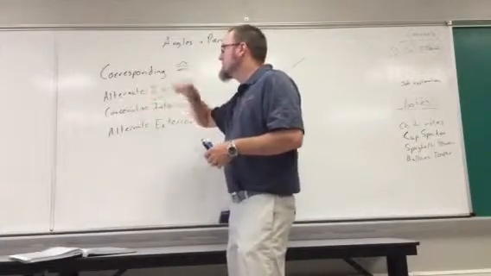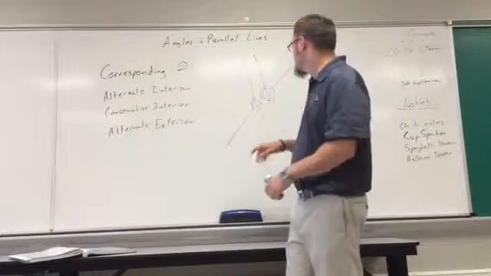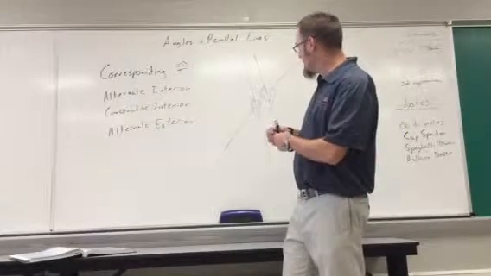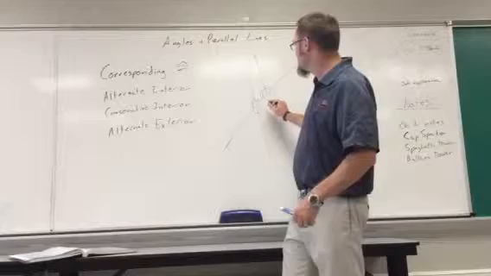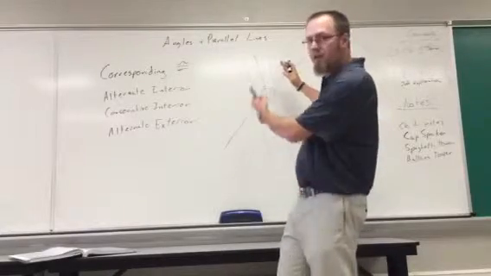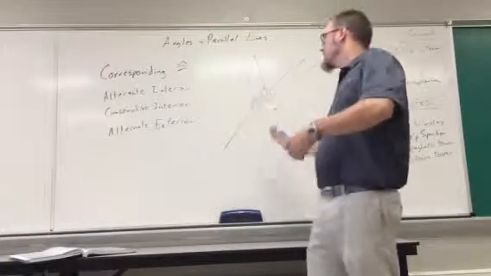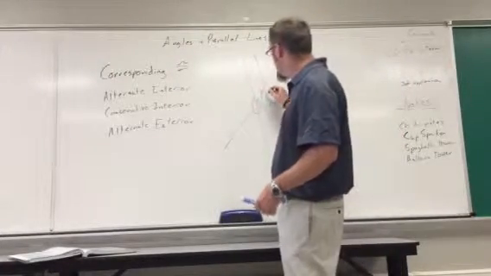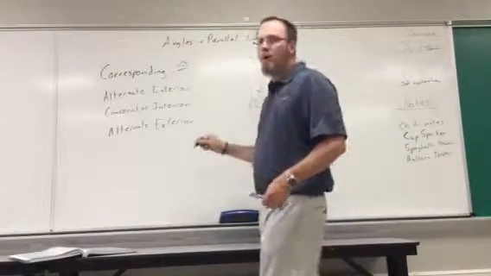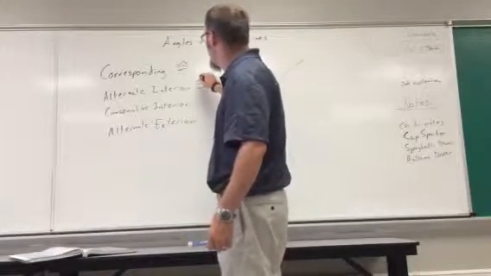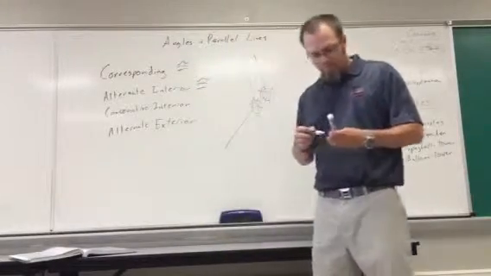The alternate interior angles then would be the ones like here on this and here on this one. It's on the interior in between the two parallel lines, and they are on alternate sides, and also this one over here and this one over here. The alternate interior angles are also congruent.